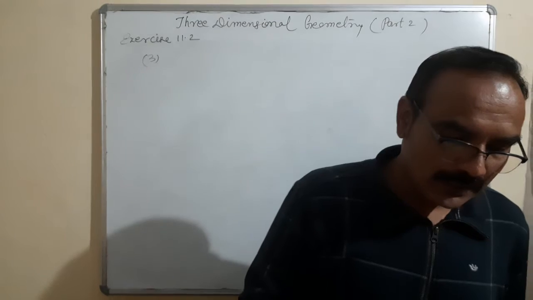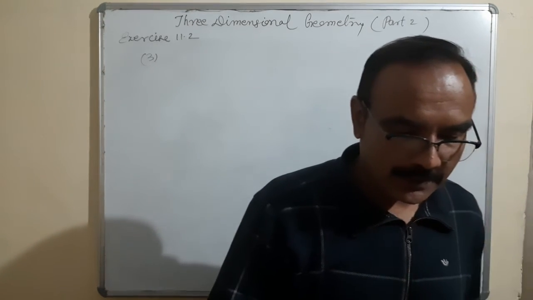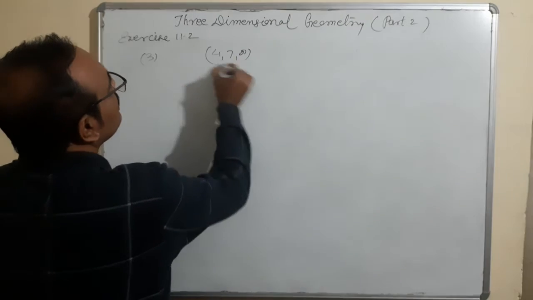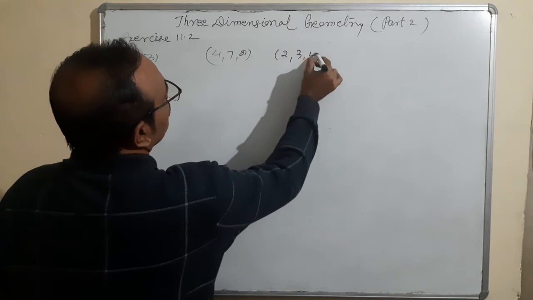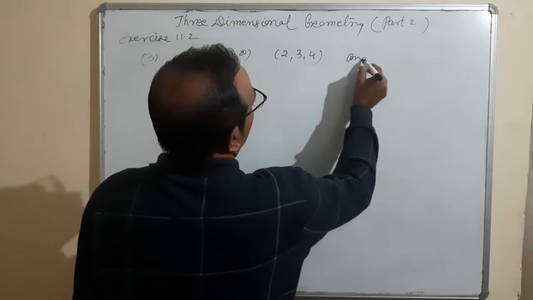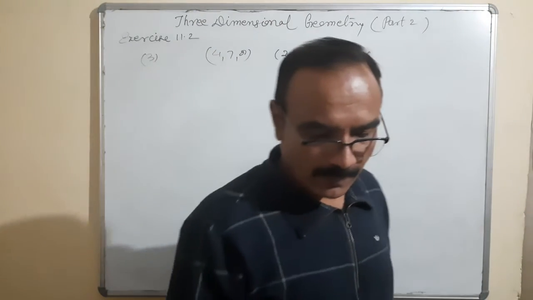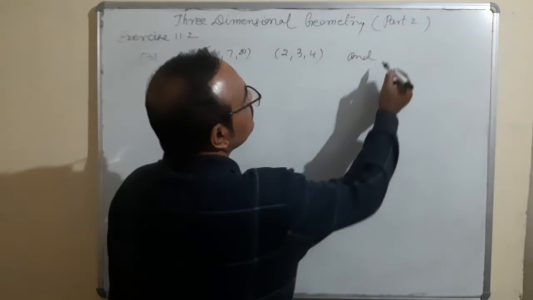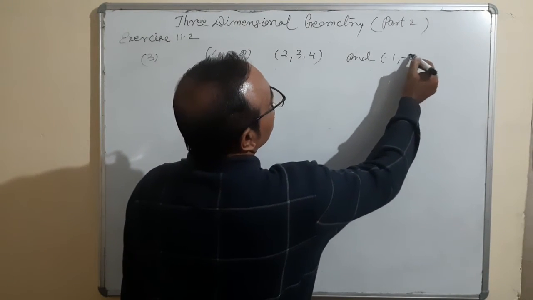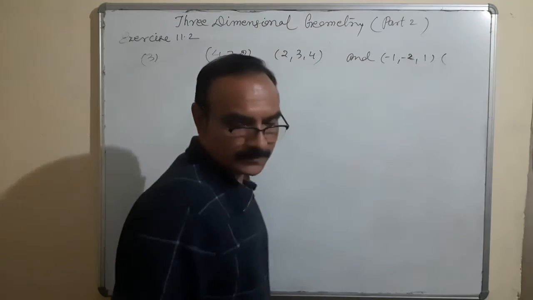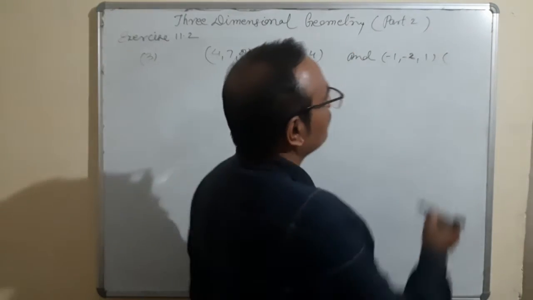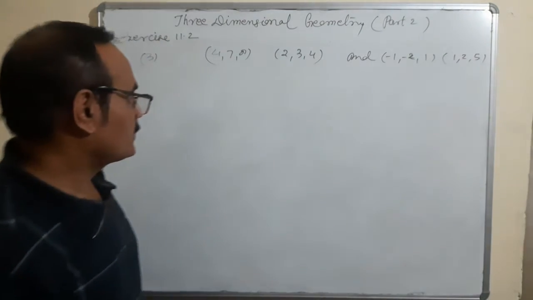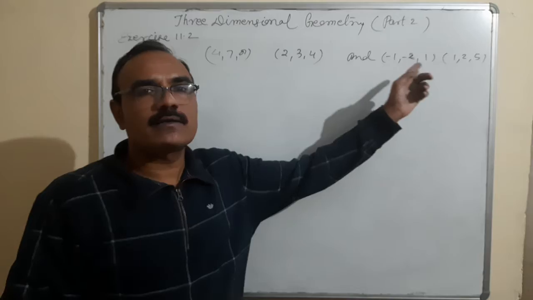Show that the line through the points 4, 7, 8 and 2, 3, 4, and the second line through the points -1, -2, 1 and 1, 2, 5. We are going to show that the lines passing through these points are parallel.